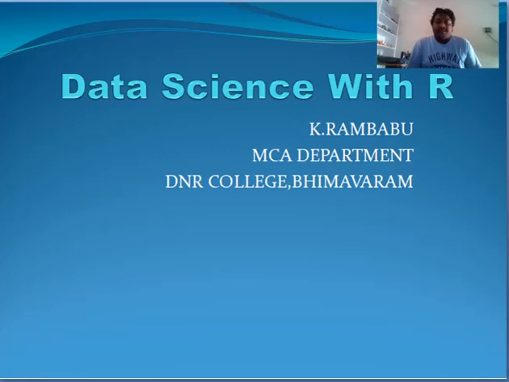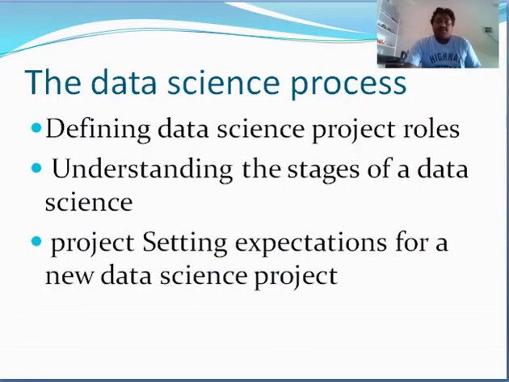Today I would like to discuss data science with R. In data science with R, the first topic is the data science process. In the data science process we have three topics.